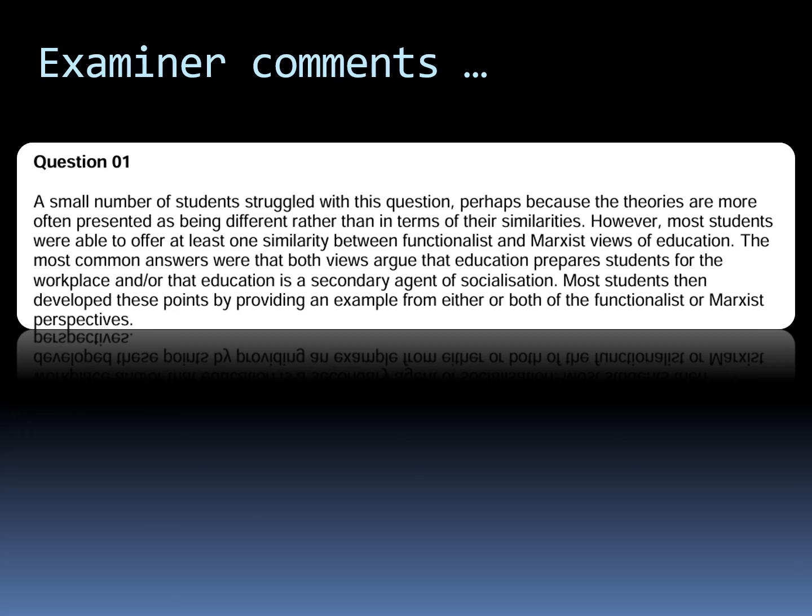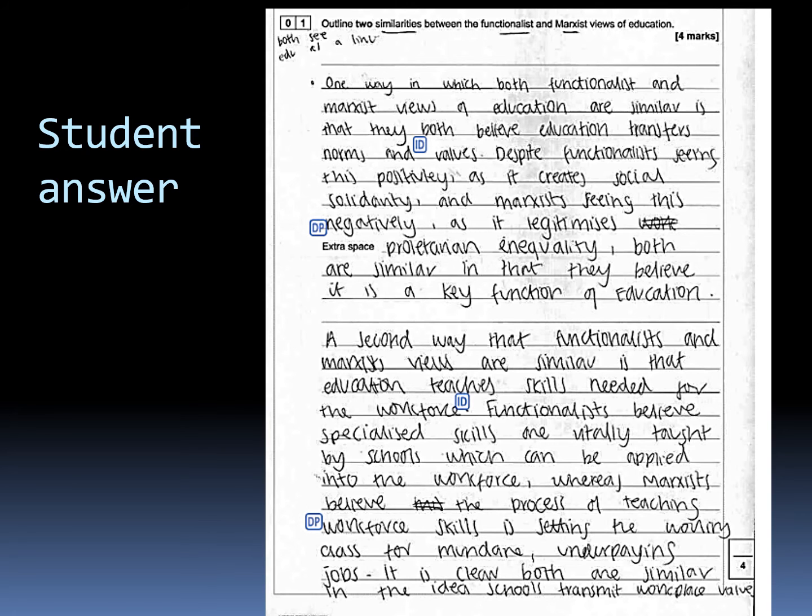So students did struggle initially with this question as they're often taught that functionalist and Marxist are seen as opposites. However, most students could give at least one similarity, such as the workplace or agents of socialisation. And most students then were able to develop these points by providing an example from either or both of the functionalist and Marxist perspectives.